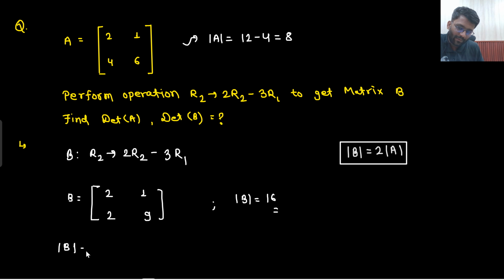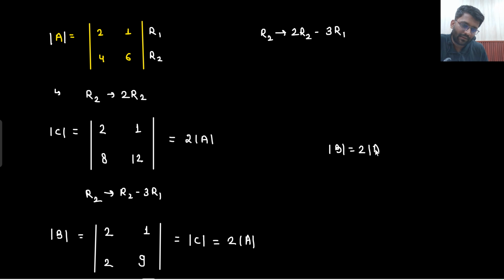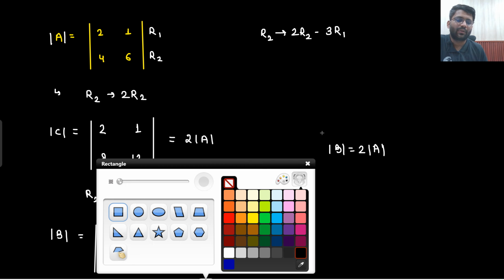What is determinant of B? It is 2, 1, 2, 9. Isn't it the same? 2, 1, 2, 9. And now let me know, is this a valid operation? Yes, sir, it is a valid operation. So it will be equal to the determinant of C only, or you can say it will be equal to twice of determinant of A. So from here, this is the relation you are getting. Did you understand this point?